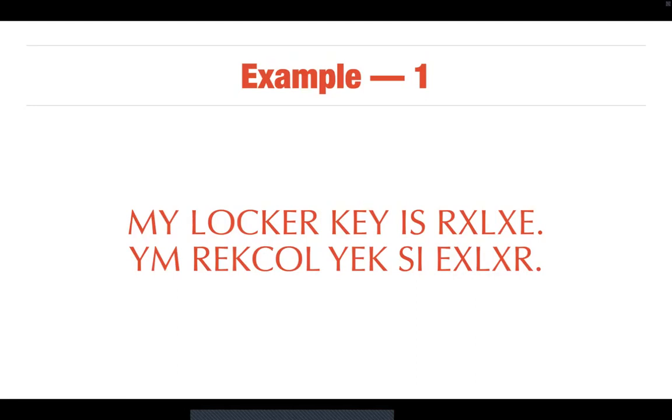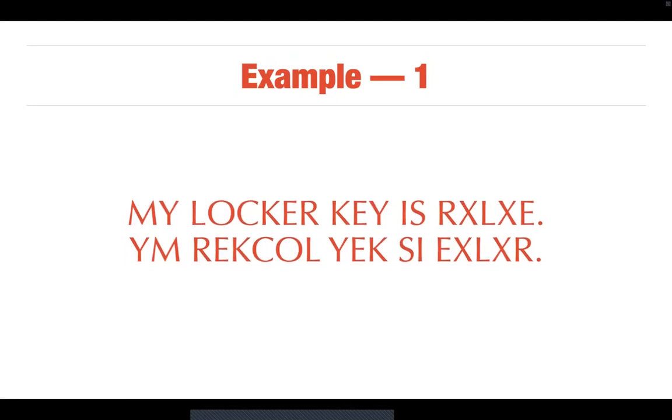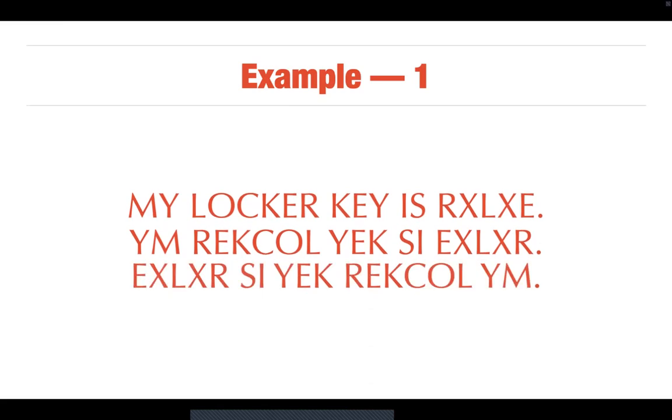After that, the second step is, in this sentence, we reverse the order of words. The last word will come first. So the string will look like this. The last one, EXLXR, comes first. Then SI is second. Then YEK is third. REKCOL is fourth. And YM is fifth. So we have reversed the order of words.